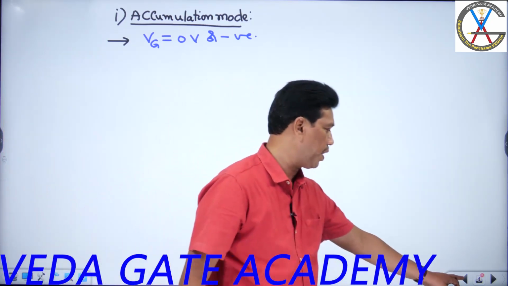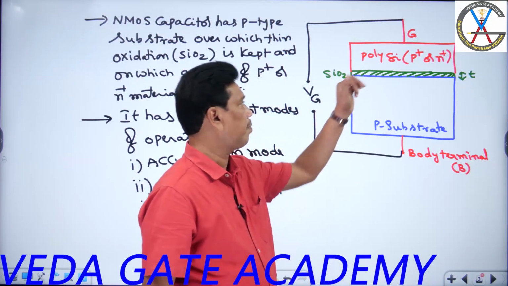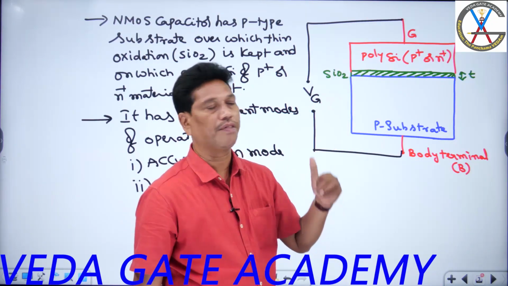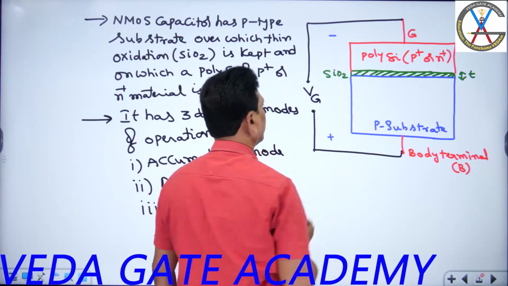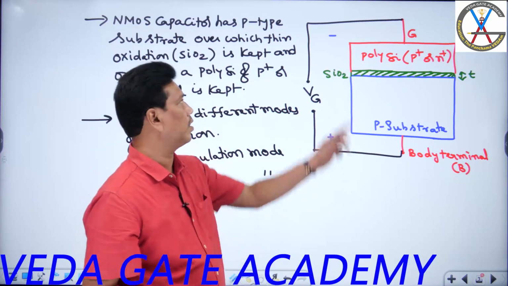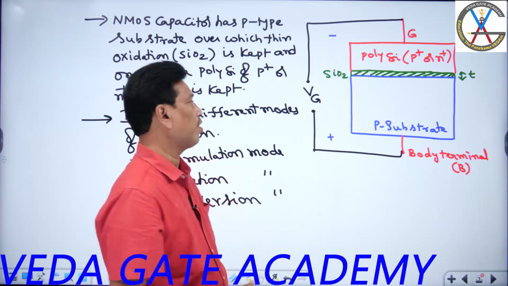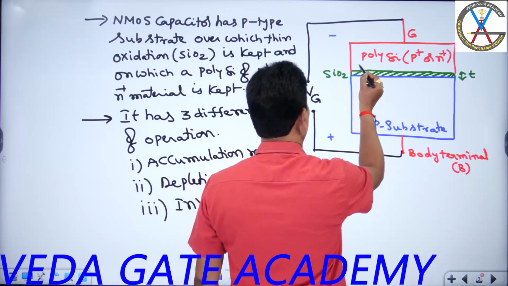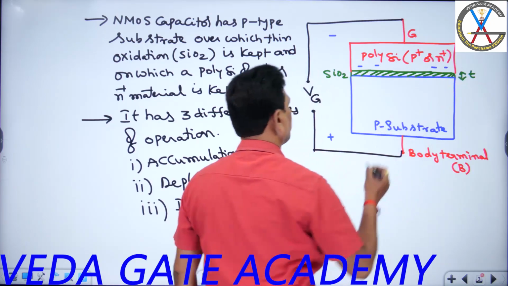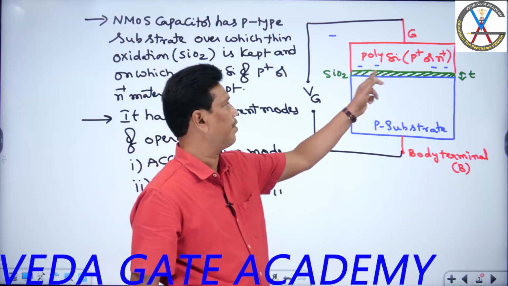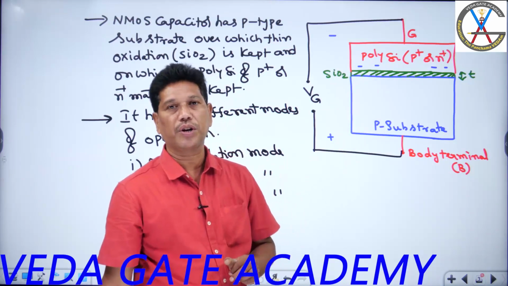So what happened there? Suppose I consider a negative voltage, students. If I apply a negative voltage, you observe now, this one is negative, this is positive. The applied gate voltage is negative. Then according to the condition, this surface becomes what? Negative charge. So this is the surface that becomes negatively charged, students.